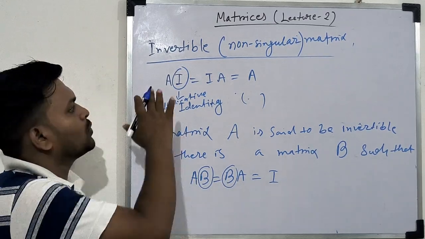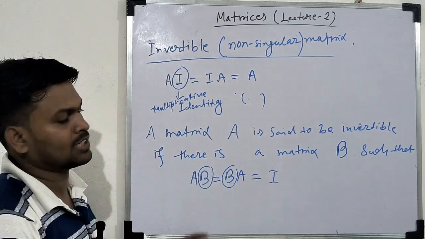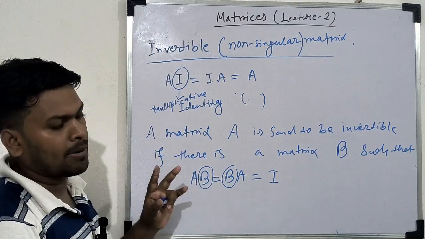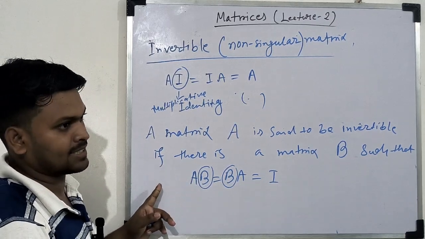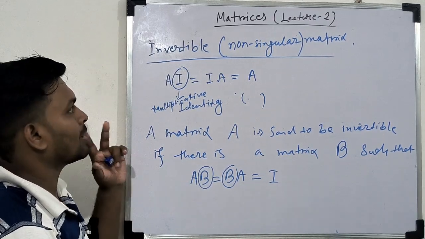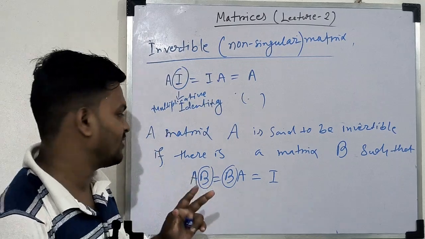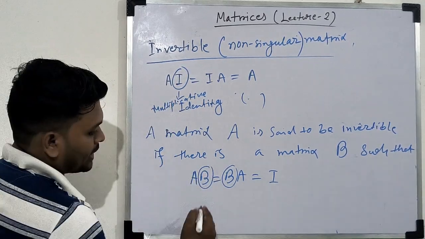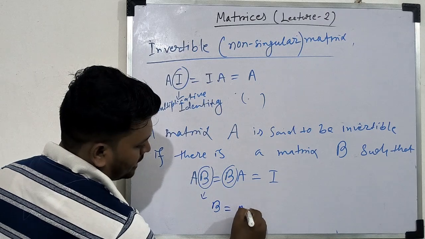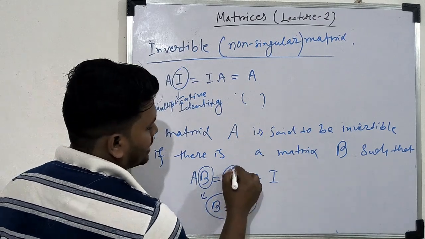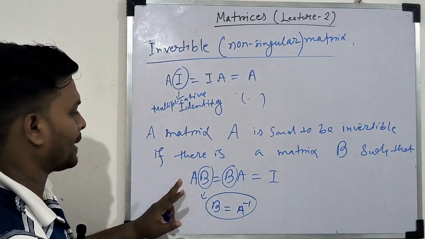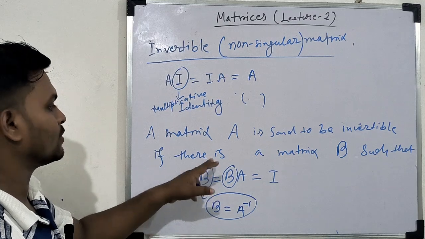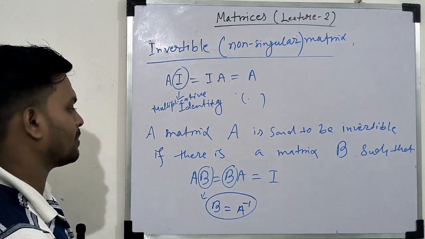Simply, we can define an invertible matrix as: whenever the inverse of a matrix exists, we call it an invertible matrix, or if the inverse does not exist, then we say it is a singular matrix. So here B is nothing but A inverse. B is the multiplicative inverse of A. If this exists, then we say A is an invertible matrix.